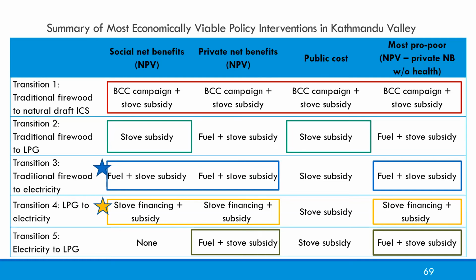While stove subsidy and fuel subsidy has high private and social net benefits, targeting of households is difficult in practice, as subsidies end up mostly benefiting higher income households. It is also not possible to subsidize electricity only for cooking without improvements in technology. With a stove subsidy and stove financing policy, this transition from traditional firewood stoves to electric stoves would have positive monthly social net benefits. Next slide.